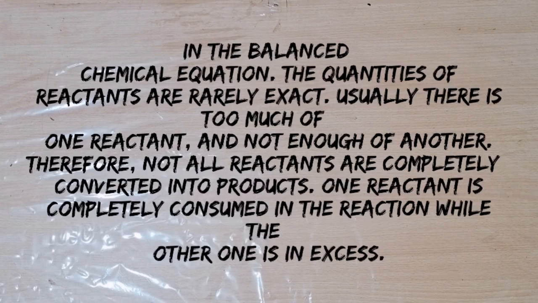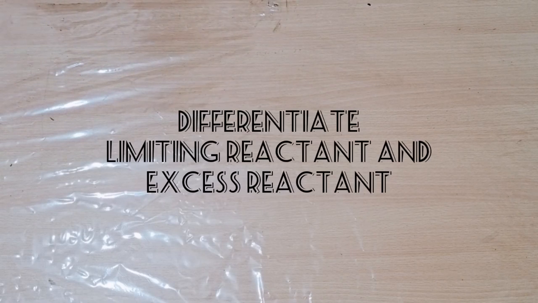The quantities of reactants are really not exact. Usually, there is too much of one reactant and not enough of another. Therefore, not all reactants are completely converted into products. One reactant is completely consumed in the reaction while the other one is in excess. So, in our first lesson, we're going to differentiate what is the limiting reactant and the excess reactant.